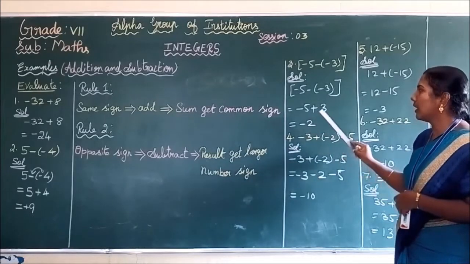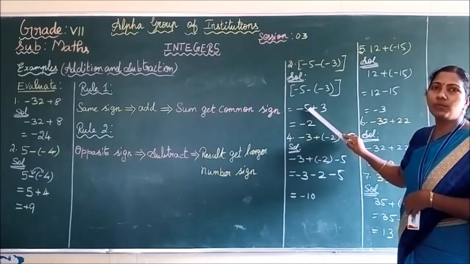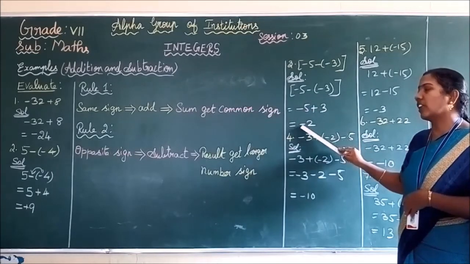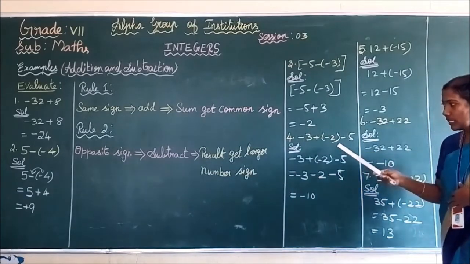Which is the larger number here? 3 and 5. Ignore the symbol and find the larger number: 5. What is the symbol for 5? Minus. So the result takes the value minus. Thus the answer is minus 2. Is it clear, children? See the next one.